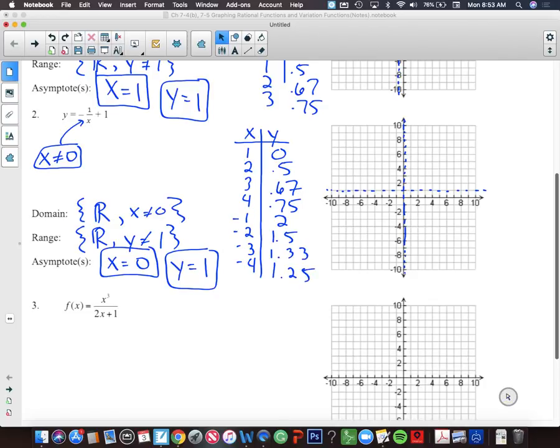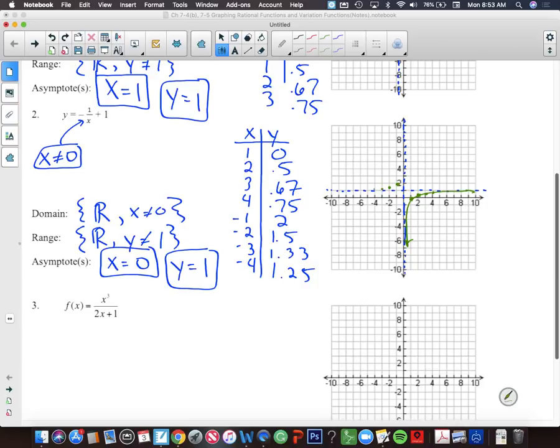Okay, so let's plot those points on the graph. I'm going to use green. So we have 1, 0, 2, 0.5, 3, 2/3, and 4, 3/4. So that's just like on that last one. It's just that little chunk there, but you know it's going to curve down when I get close to that asymptote. -1, 2, -2, 1.5.